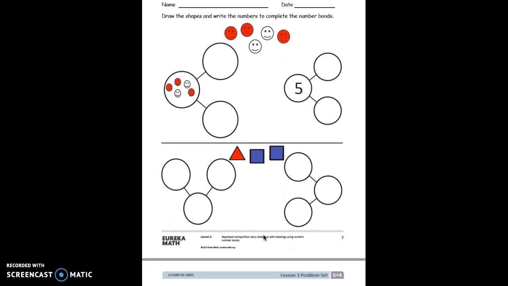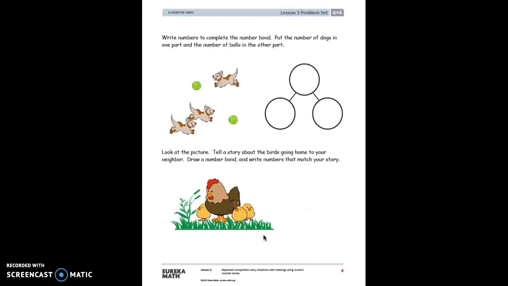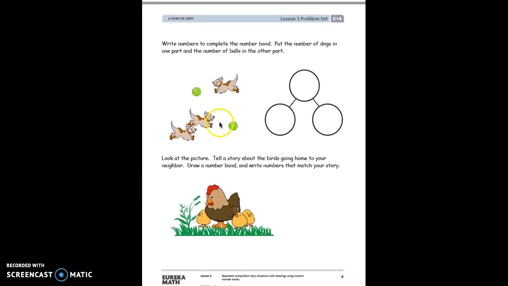Welcome back. Now, you're going to do this part of the problem set. This says, write the numbers to complete the number bond. Put the number of dogs in one part and the number of balls in the other part.